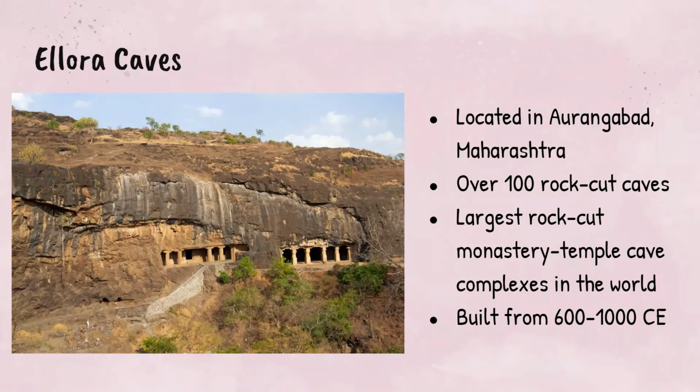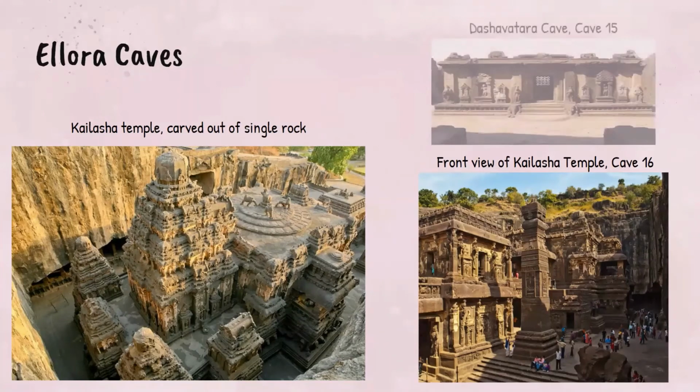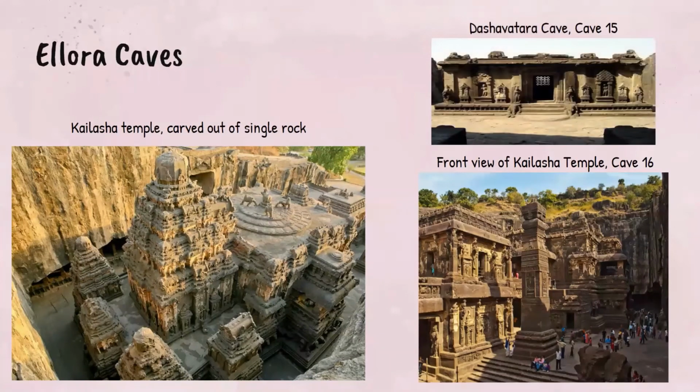Cave 16, also known as the Kailasha Temple, is a particularly notable cave temple in India because of its size, architecture, and having been entirely carved out of a single rock vertically. Dasavatara Cave, Cave 15, depicts the 10 avatars of Lord Vishnu.